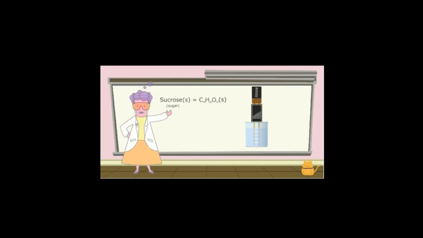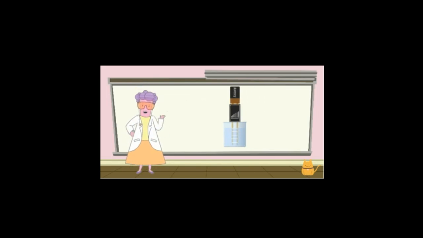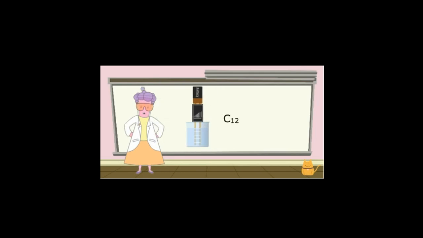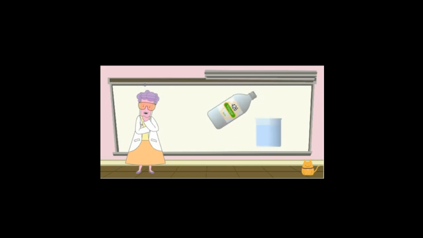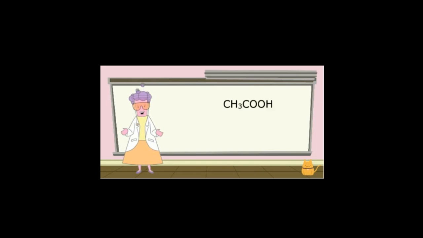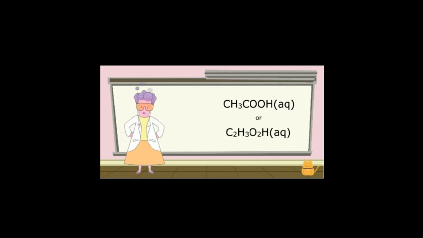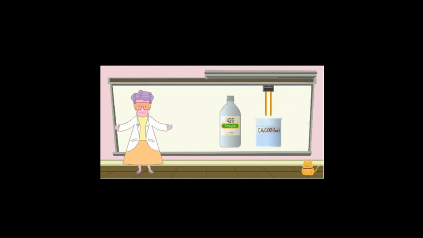Sugar dissolves in water, but it does not conduct electricity. This is an example of a non-electrolyte. To indicate that it dissolved in water, we write C12H22O11 (aq). Since it does not dissociate, we do not need to write an equation. Acetic acid or vinegar also dissolves in water. Thus we write its formula as CH3COOH (aq) or C2H3O2H (aq).